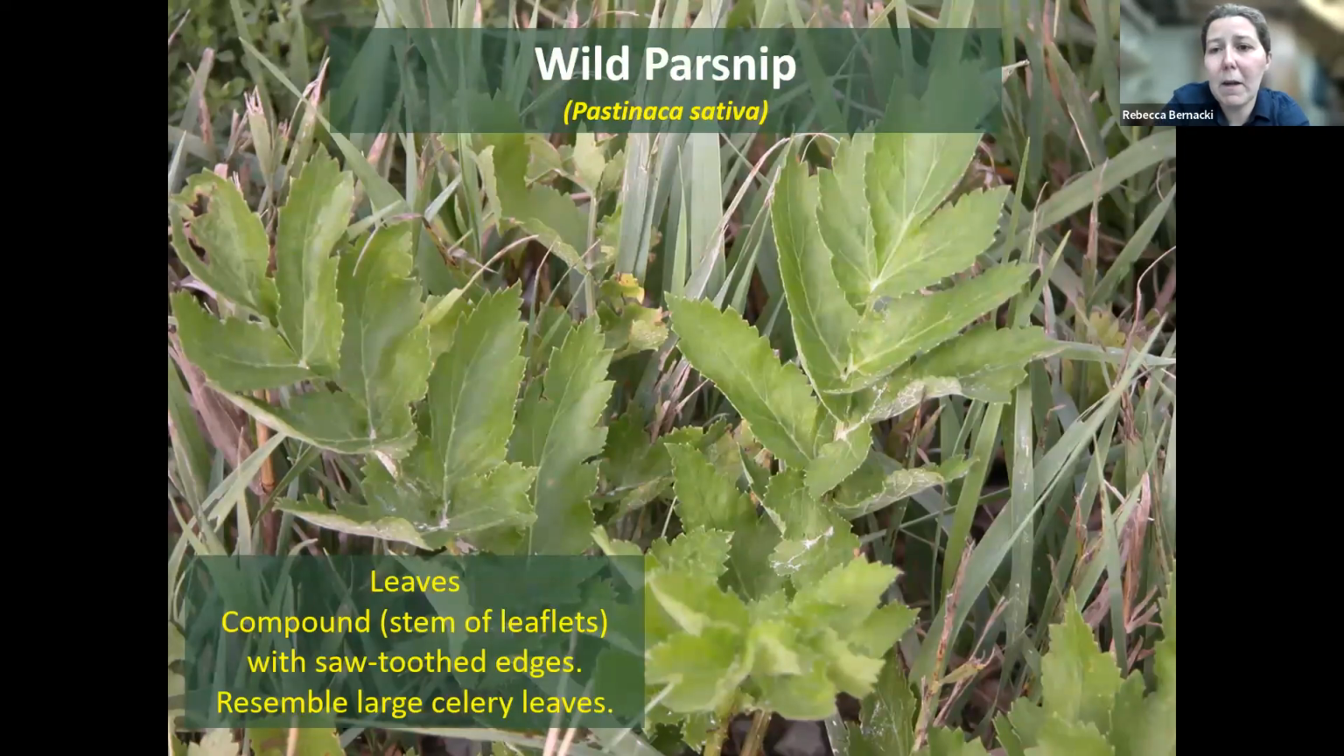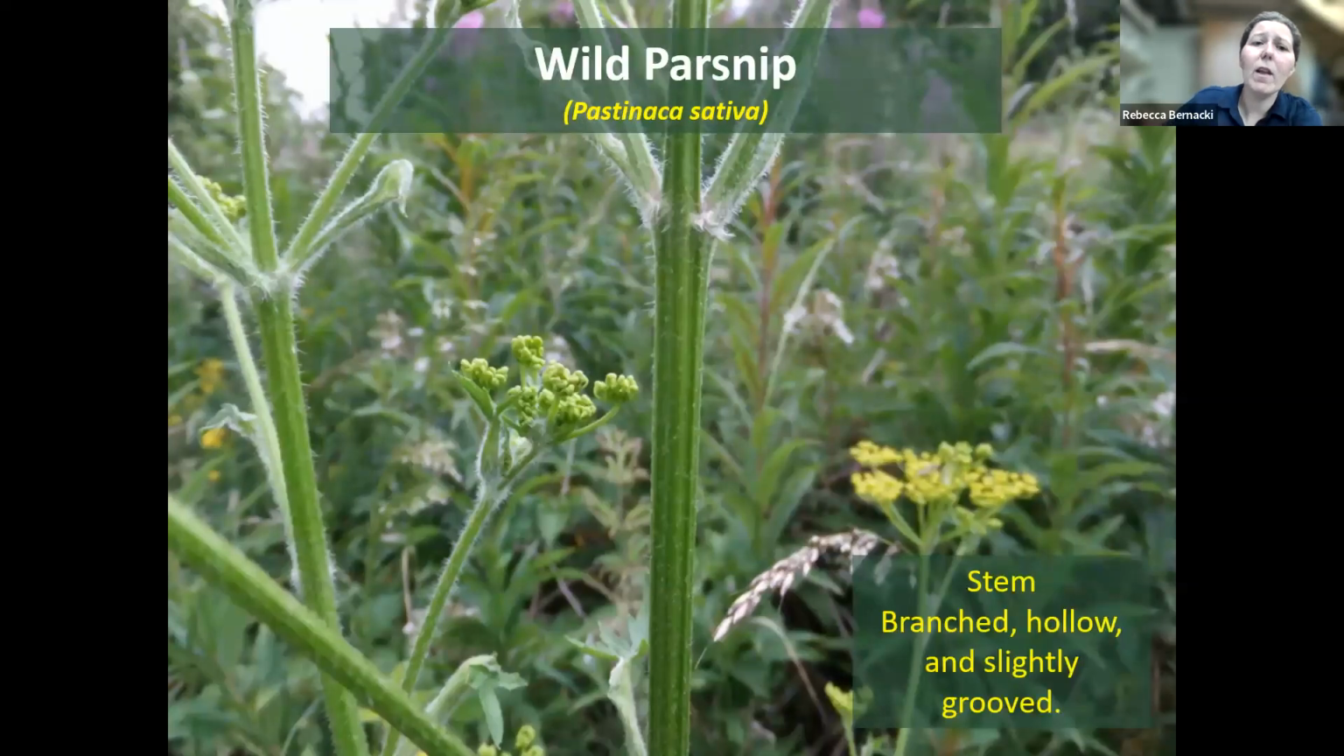So how do we identify our wild parsnip? Wild parsnip's leaves are fairly distinctive. They're compound. There are multiple leaflets on a single leaf, and they have very sawtoothed edges. When you look at these leaves, they really look like large celery leaves. The stem of wild parsnip is going to be pretty non-distinct. It's branched, it's hollow, that's where that sap's contained, and it's going to be slightly grooved.